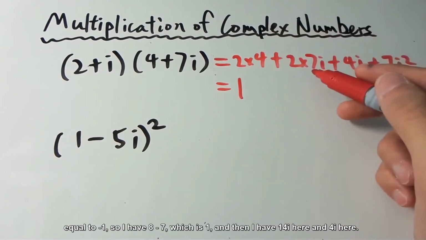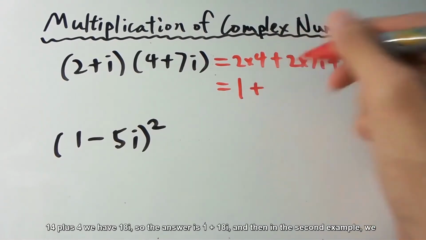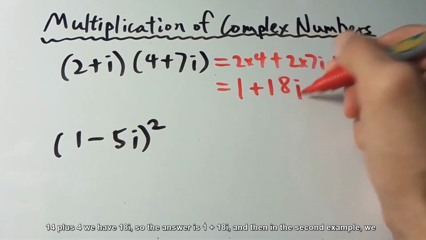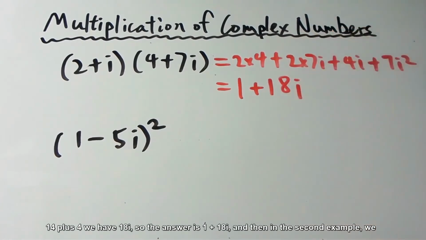And then I have 14i here and 4i here. 14 plus 4, we have 18i. So the answer is 1 plus 18i.